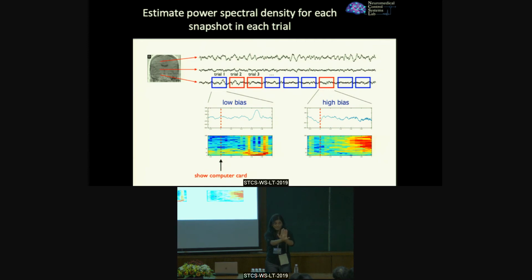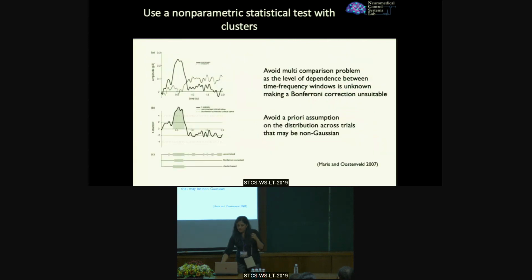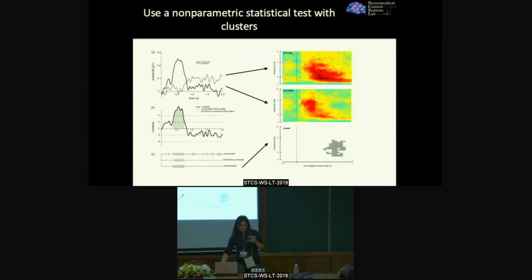Because if there is a cluster in time and frequency that differs between low and high trials, then that brain region is encoding bias. Okay? So conceptually, that's what we do. And we use what's called a non-parametric statistical test with clusters. I'm not going to go into the details. I'm happy to talk about it offline because I feel bad I'm taking a lot of time here.